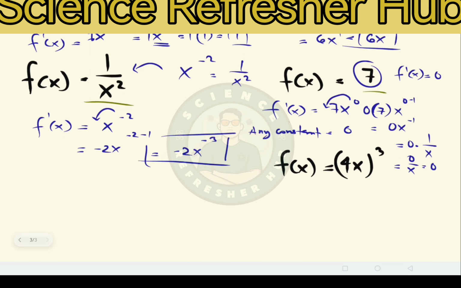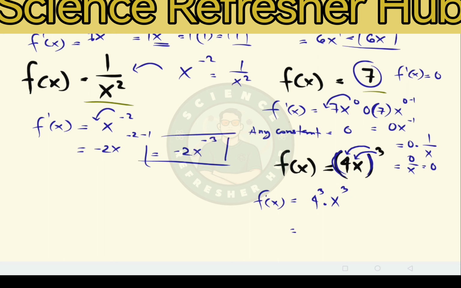Last, we have this. Please be very careful with this. We have open and close parenthesis. So we will get the f prime of x of it. First thing is you have to distribute 3 here. So 4 raised to 3, and then x raised to 3. And let's apply the power rule for each of the terms here.